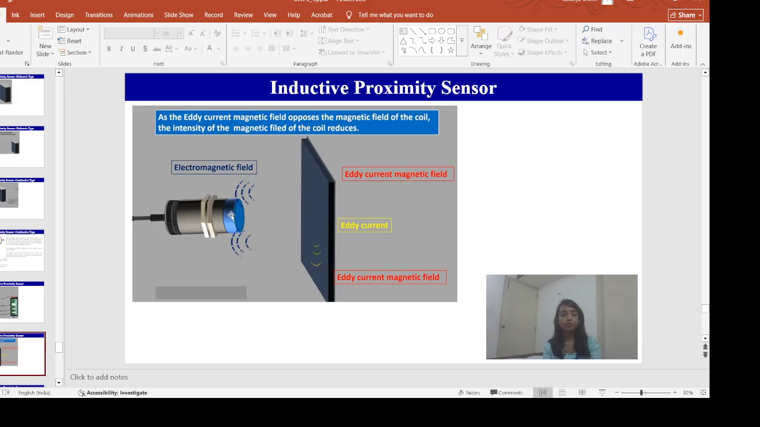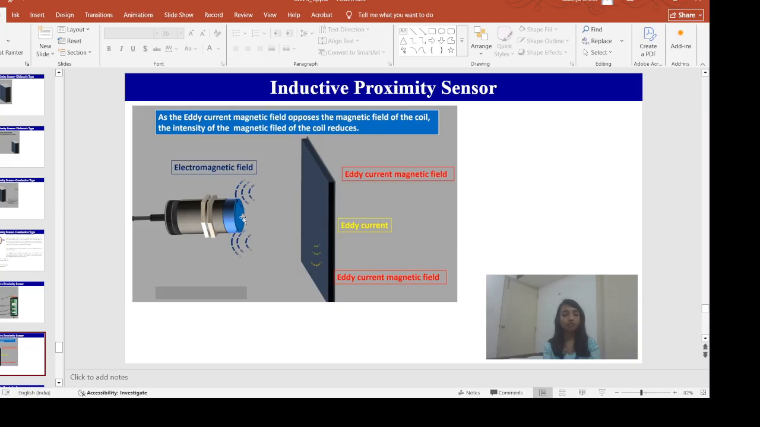As per Faraday's law of electromagnetic induction, when this object or target comes in proximity of this electromagnetic field, an electric current called the eddy current is generated in this target. This eddy current will create its own magnetic field, and as per Lenz's law, the magnetic field in this target will oppose the magnetic field of the coil which originally created it.